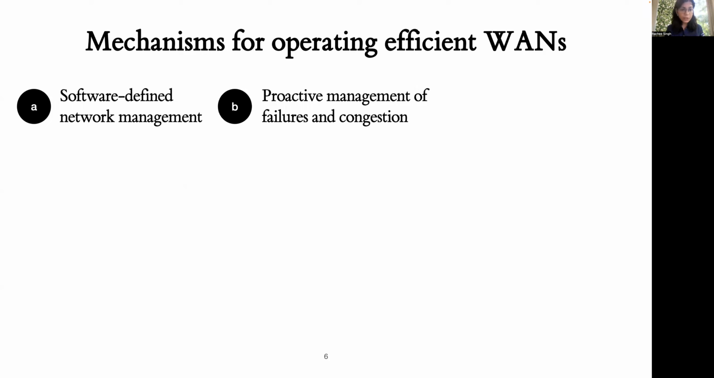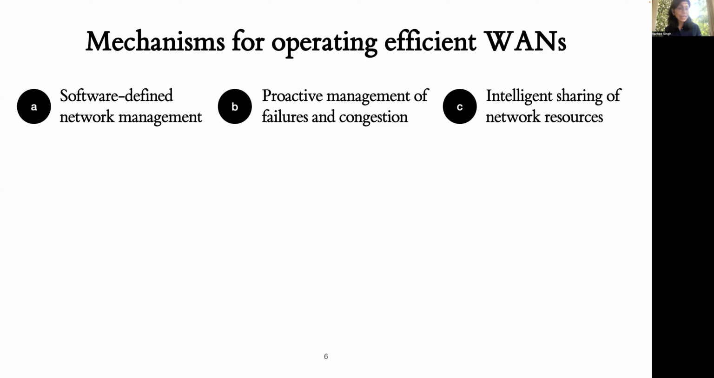Second, operators of these WANs proactively handle network events like link failures and congestion to prevent degradation of service. And third, operators have come up with intelligent ways to share common network resources like link capacities.